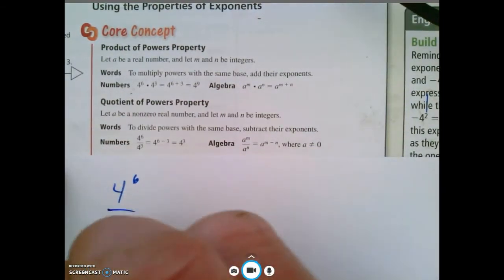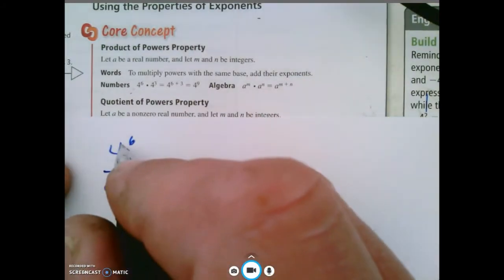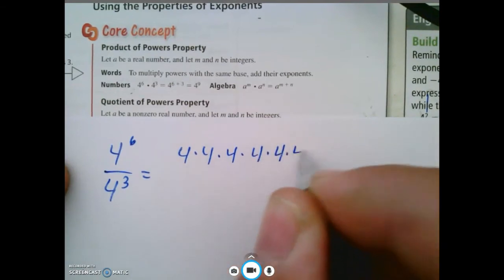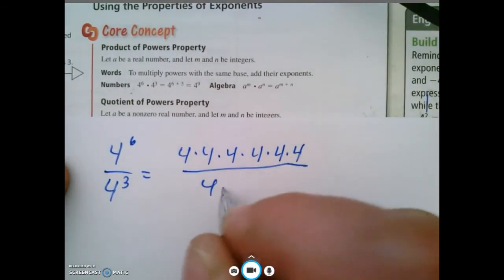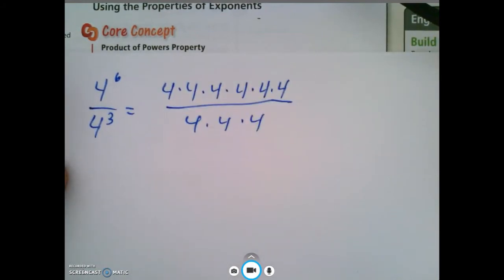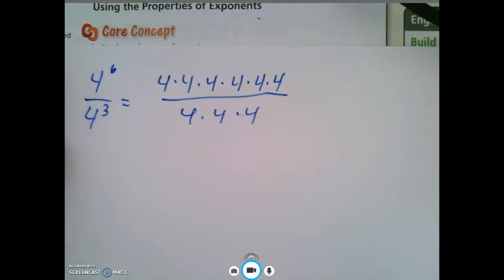4 to the 6 and 4 to the 3rd. And again, I suggest writing this in your notebook. 4 to the 6 would be 4 times 4 times 4 times 4 times 4 times 4. And 4 to the 3rd, as we said, is 4 times 4 times 4. Okay. But what does that mean? Is that any easier? No. We wouldn't usually do this, but this will help you understand why they do subtraction.